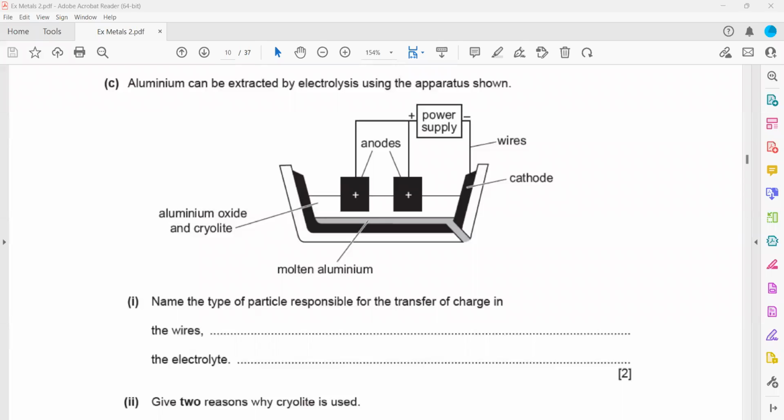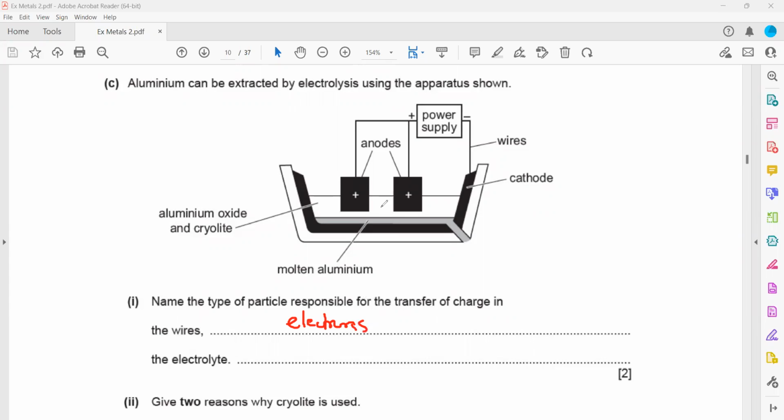So electrons are always responsible for the transfer of the charge in the wire. So if the question is which particle is moving in the wire, which particle transfers the charge in the wire, your answer should always be electrons.